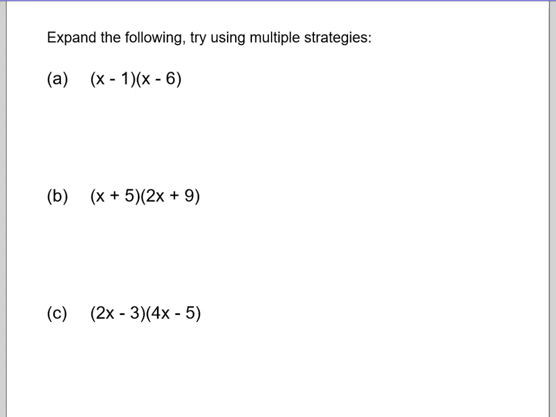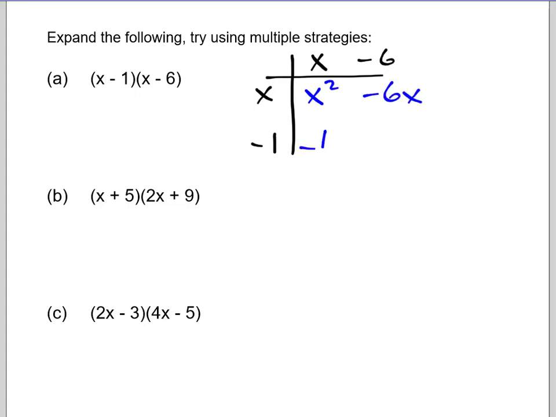Okay, so I'm going to set these up. I really like the pictures. I think it's way easier. So x times x is x squared, negative 6x, negative 1x, and positive 6. Okay, and then if I collect like terms, I have an x squared, negative 7x, and plus 6.